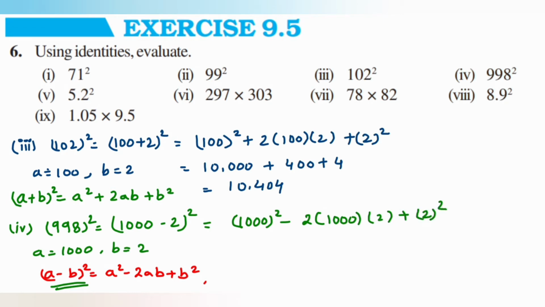Now when you take the square of 1000, you'll get a total of 6 zeros, and minus 4000 plus 4. When you solve it, you will get this is equal to 996004. Okay, it's like 9,96,004. Okay, that was about the fourth question. Now the fifth one is, we have 5.2 square.